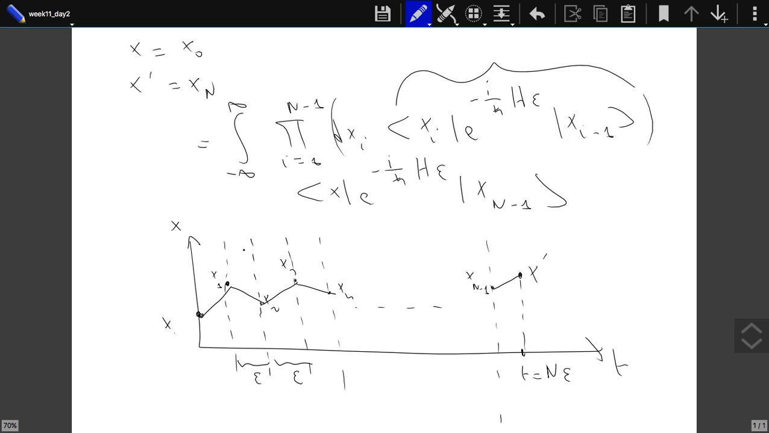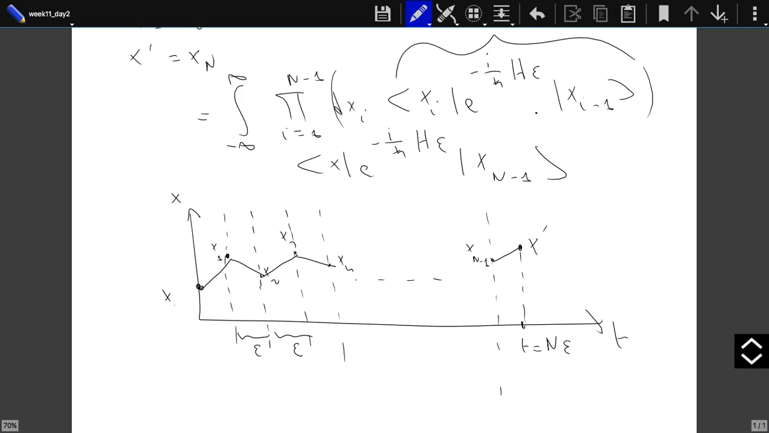Now, of course, if epsilon is finite, it can be such a broken path. But in the limit as epsilon goes to 0, it just goes to a continuous path. Only the continuous paths will contribute in the limit as epsilon goes to 0. Now let's continue the evaluation of this term.